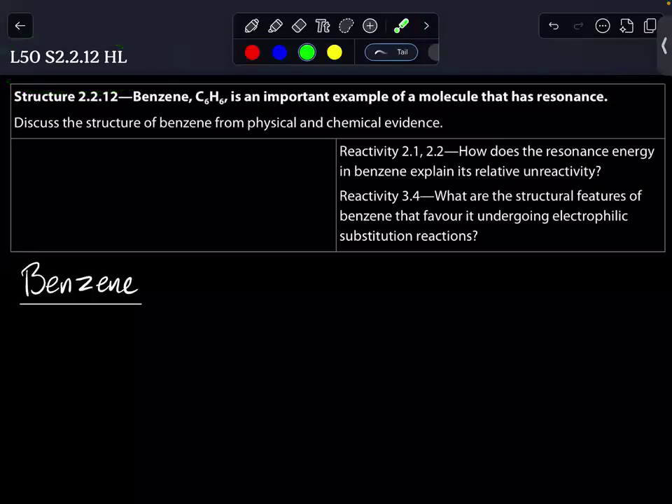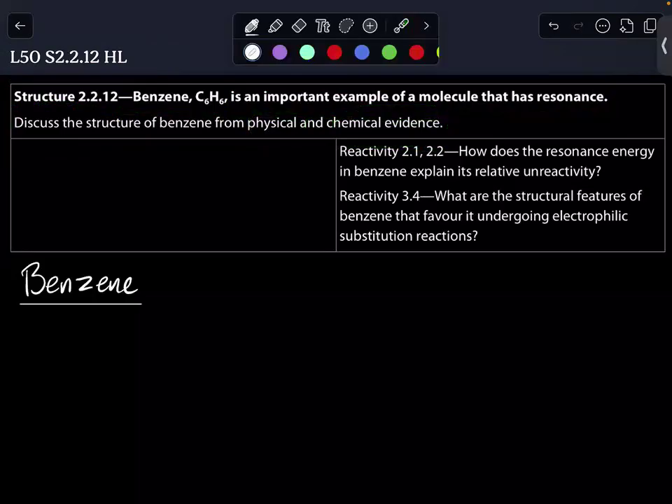Today we're doing Lesson 50, Structure 2.2.12. This is an HL lesson. We'll be discussing benzene. It's an important example of a molecule that has resonance. So what we're going to mainly focus on is the structure of benzene based on physical and chemical evidence and kind of its discovery and how we led there.